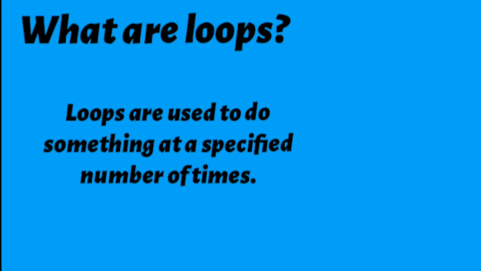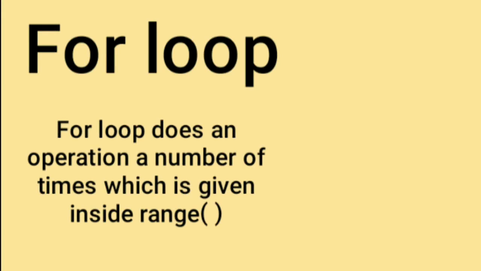Before learning more deeply about for loops and while loops, let me explain what loops are. Loops are used to do something a specific number of times in a program. It's as simple as that. Now let us understand for loops. For loops are used to do multiple operations, but it's up to a range.